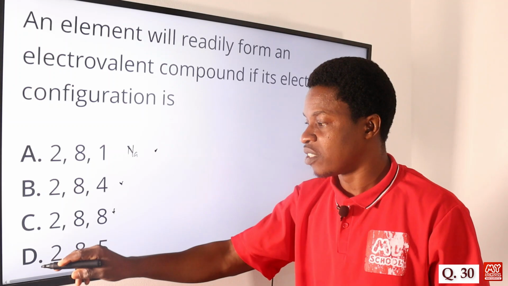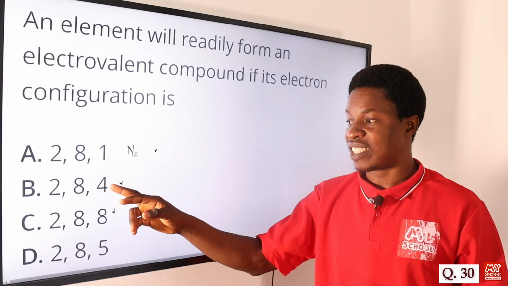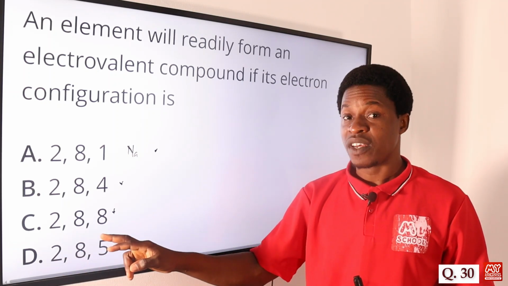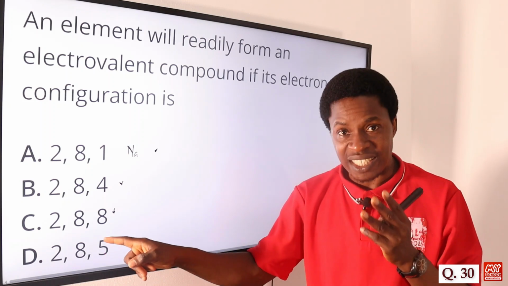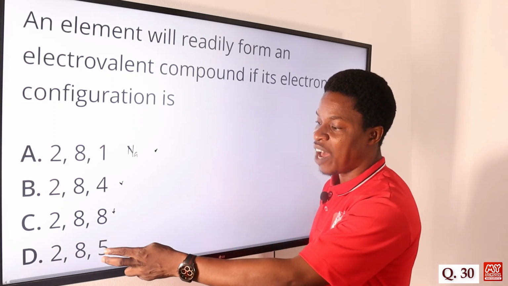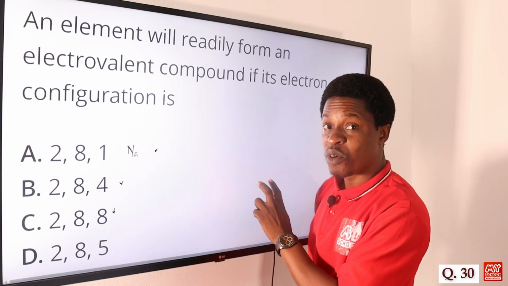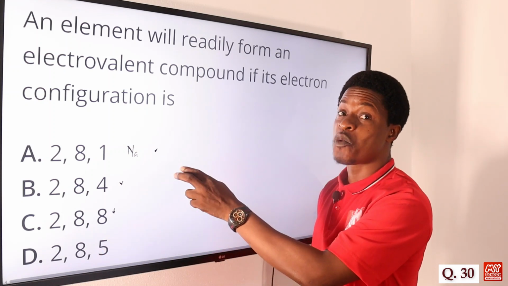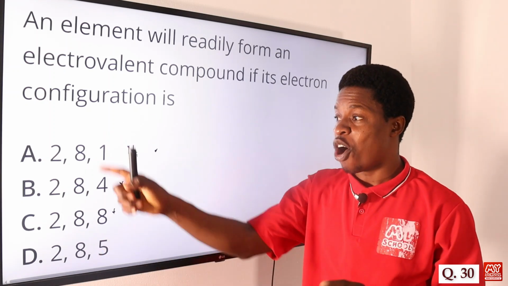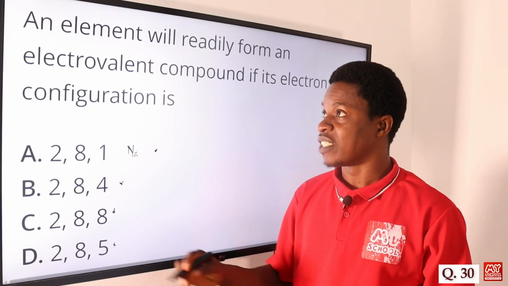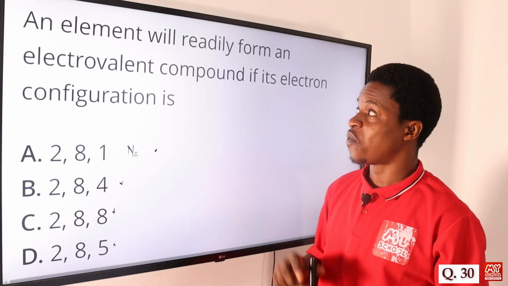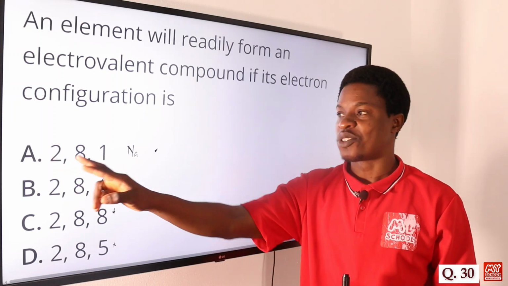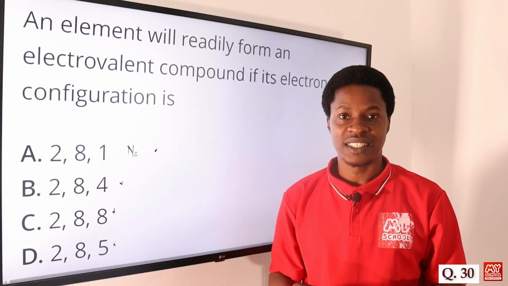Then the last option is option D, 2, 8, 5. Just like in this case, the first shell is filled, the second shell is filled. This last one is 5. This one is looking for just 3 to complete the 8, the octet rule also. So it is easier for it to look for one that has 3 to combine with it, or look for another element like it, than for it to say, oh, I'm going to give out a whole 5 electrons. It is so difficult. So among all of these options, the element that will readily form an electrovalent compound is the one whose electron configuration is 2, 8, 1. So option A is the correct answer.